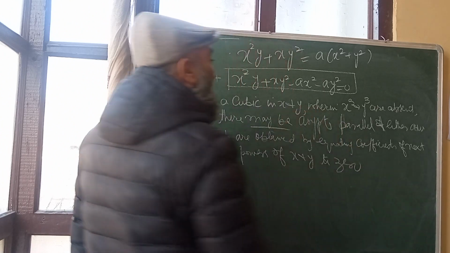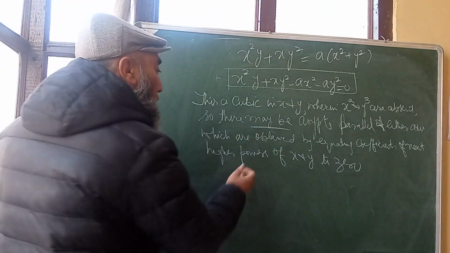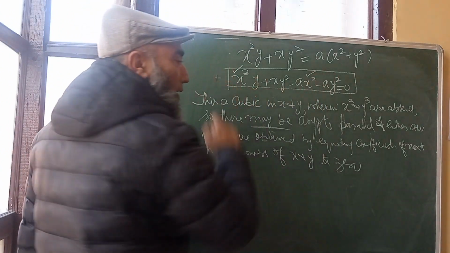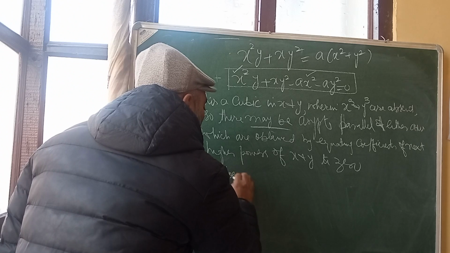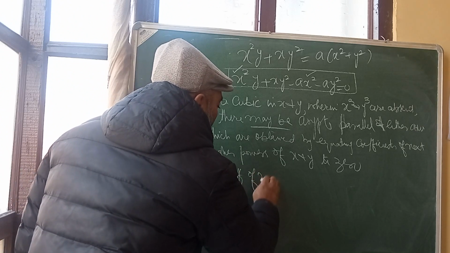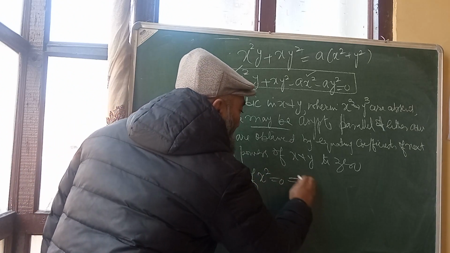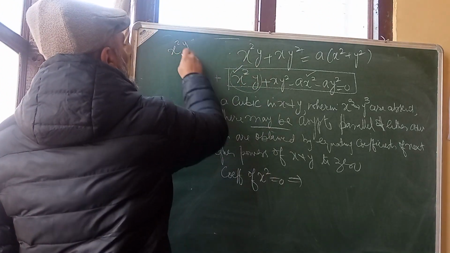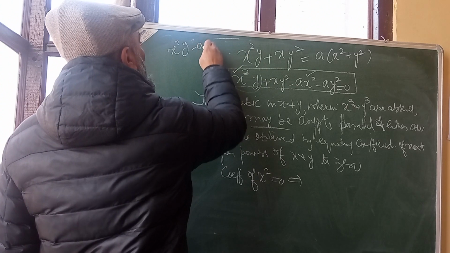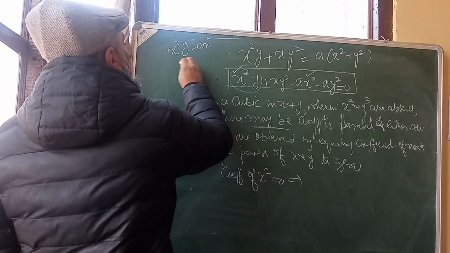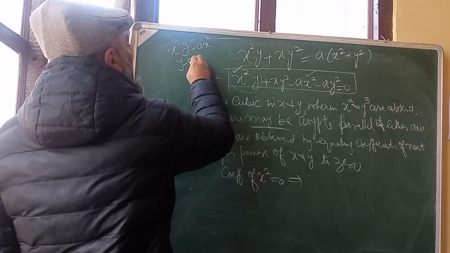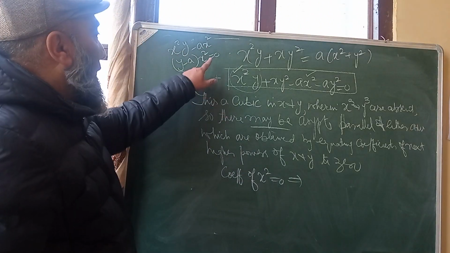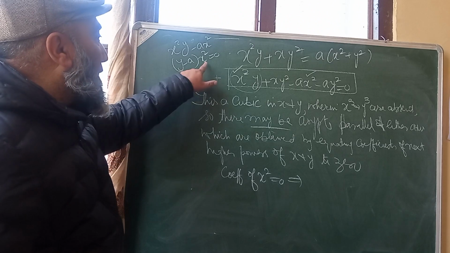Now, which is the coefficient of next higher power of x? Here you have x square. Coefficient of x square equal to 0 implies, you have x square y square here, and you have minus a x square here. Then what is the coefficient of x square? It is y minus a times x square equals 0. So I have to equate the coefficient of x square to 0.